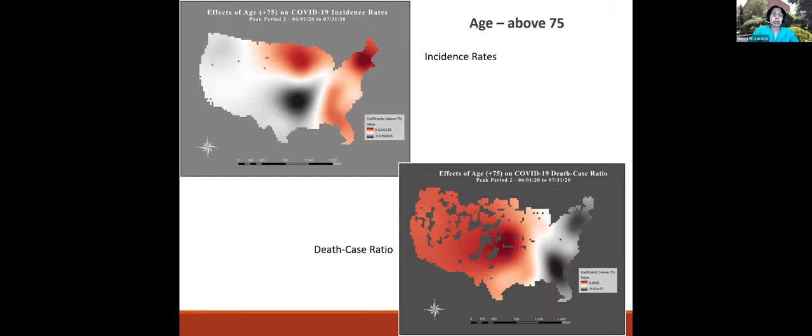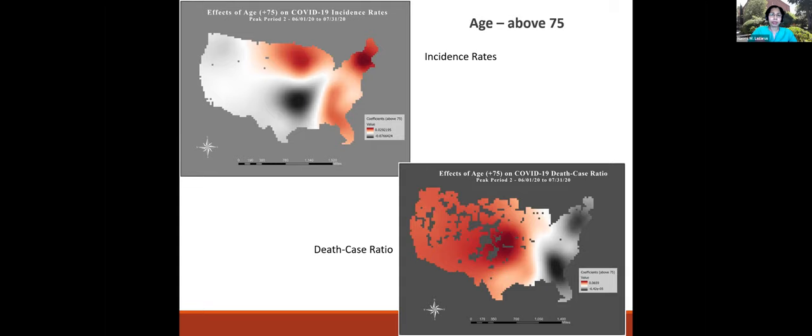You'll notice that positive coefficients are recorded in the Northeast, Southeast, and North Central parts of the country, whereas in the case of the death to case ratios on the map on the lower right, the coefficients are essentially flipped. So you have positive effects on deaths in the western part of the country and negative to low coefficients in the Northeast and the Southeast.